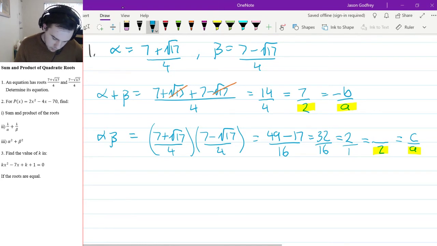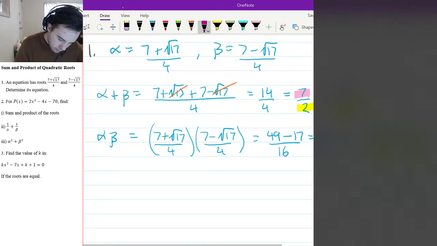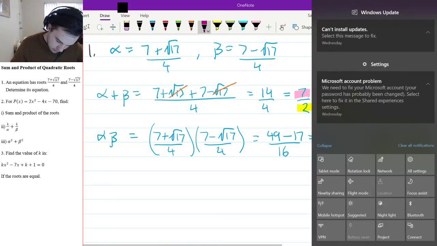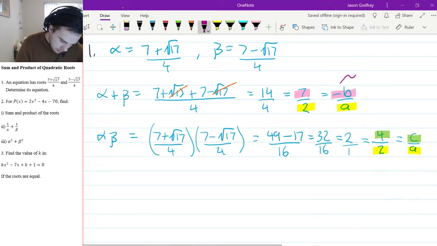So 2 over 1 we can change into 4 over 2, so a's are our denominators. So c will be 4, and negative b will be 7. So if negative b is 7, then b must be negative 7, right?